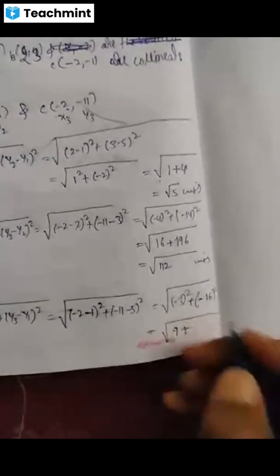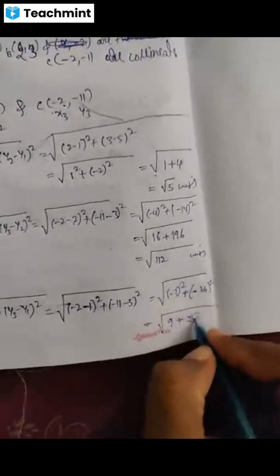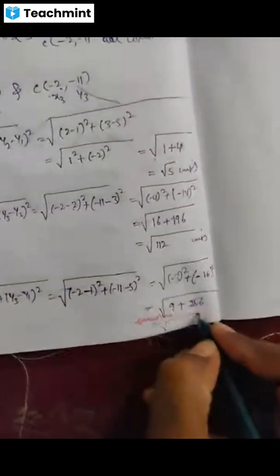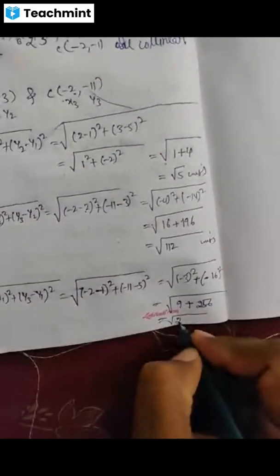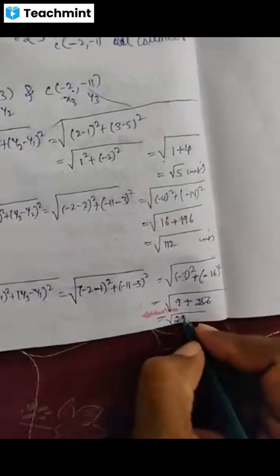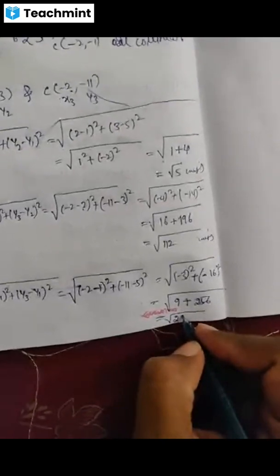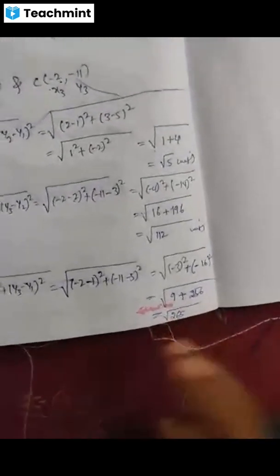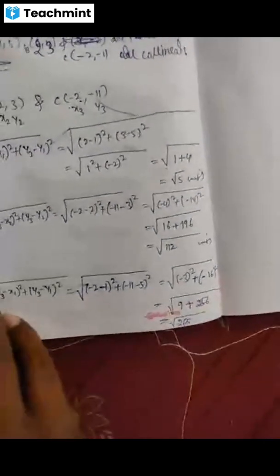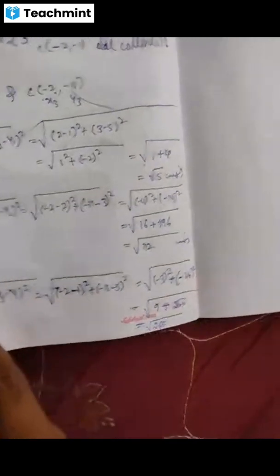256, sir. Very good, 256. 256 plus 9 is 275, sir. 265 or 275? 265.